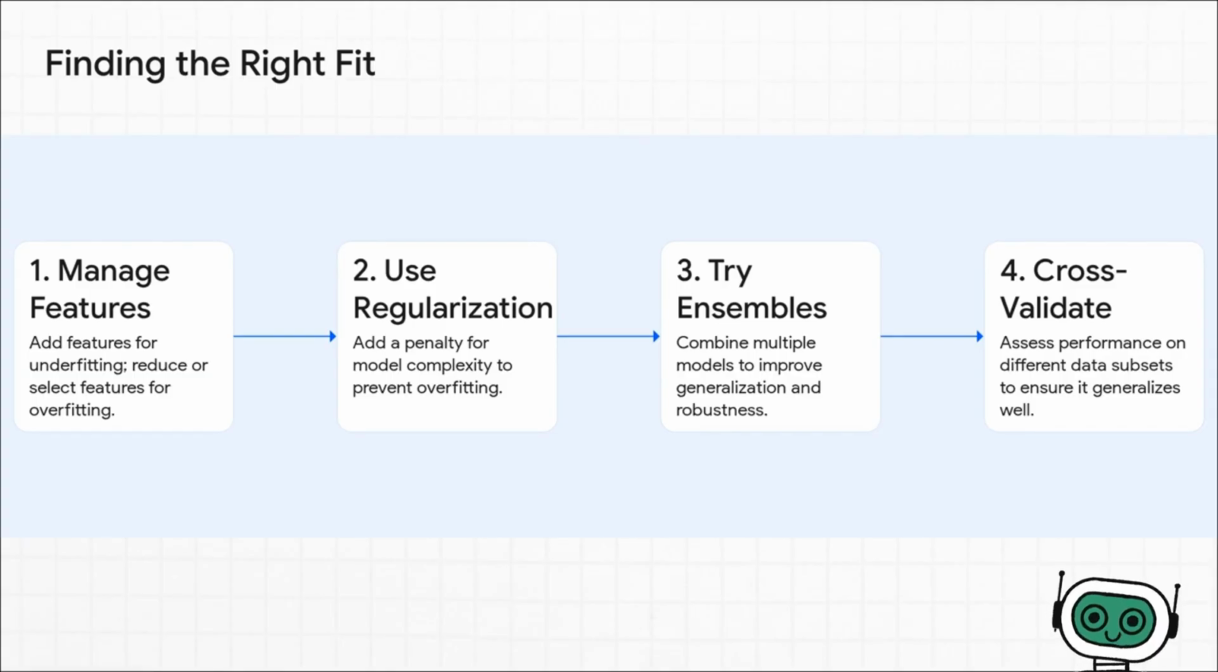To fix underfitting, we might need to add more features to let the model learn more. To fix overfitting, we can do things like feature selection to simplify it, or use a really common technique called regularization, which adds a penalty for complexity. Other powerful tools include ensemble methods like random forests, which combine many models, and cross-validation to get a really reliable estimate of how your model will perform.